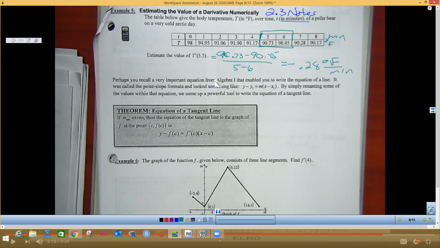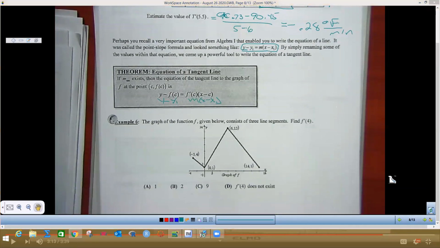And it says, perhaps you could recall a very important equation from Algebra 1, which is point slope form. This is what I'm going to use. Now, Mr. Record went ahead and put this down in this form, which is in function notation with the derivative here. But this is the exact same thing. That's your y1, this is your slope, and this is your x1 right here. So we're going to use this point slope form to find tangent lines a lot this year.